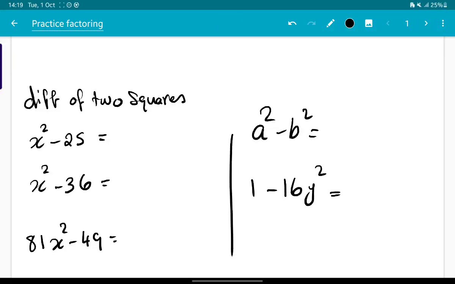Hello everybody. In this video I will teach you how to factorize quadratic expressions, even cubic expressions. Before we start, I need you to understand that we have four types of questions for factoring. This is the first one, the difference of two squares.